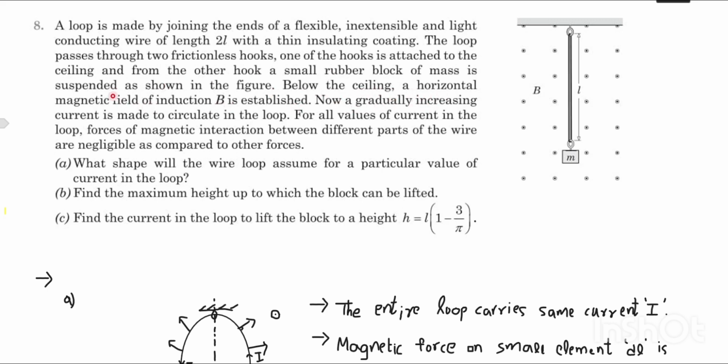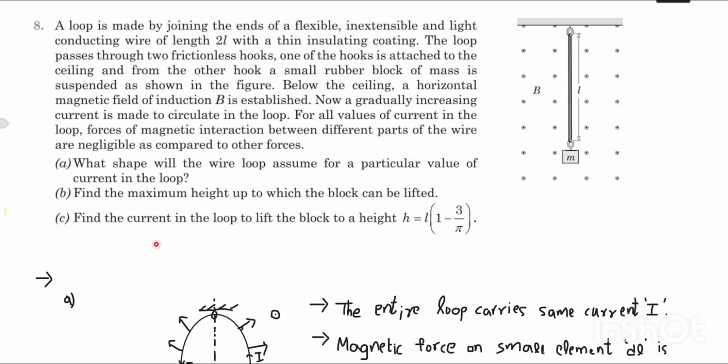Now a gradually increasing current is made to circulate in the loop. For all values of the current in the loop, forces of magnetic interaction between different parts of the wire are negligible as compared to the other forces. So we are asked to solve these three parts. First, what shape will the loop wire assume for a particular value of the current in the loop? Second, find the maximum height up to which the block can be lifted. Third, find the current in the loop to lift the block to a height h equals L times 1 minus 3 by pi. So first we analyze the problem given.